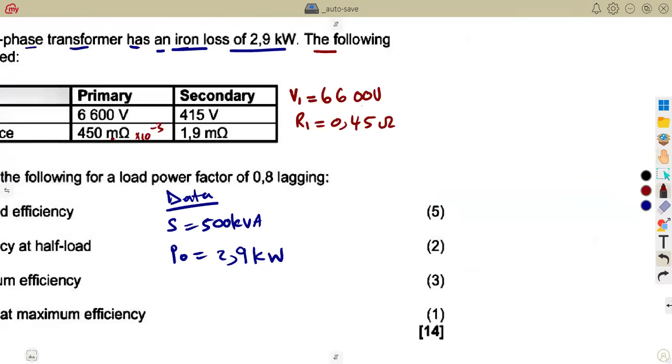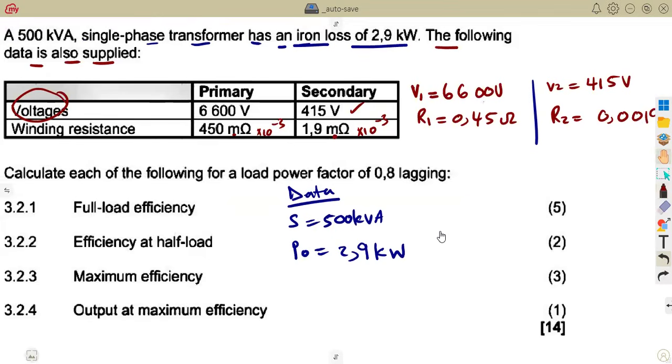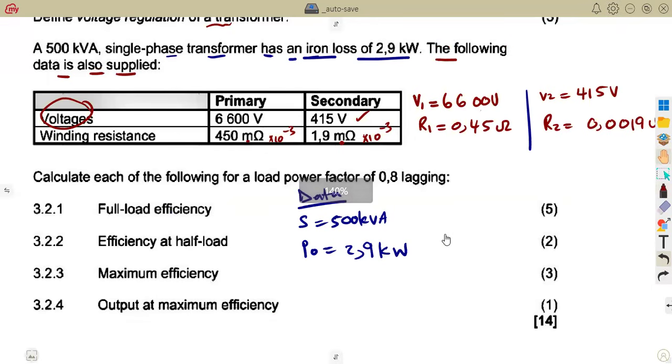And for the secondary, we have the same situation. The voltage on the secondary is 415 volts, and also its winding resistance, with the milli there, times 10 to the exponent of -3. That gives us the resistance of 0.0019. So this is what you're going to have. These are the winding resistances that we are given in this case.